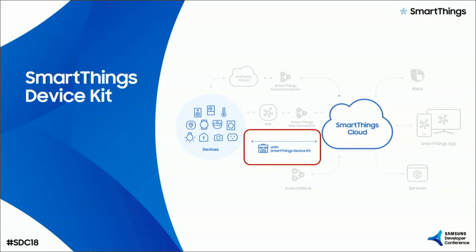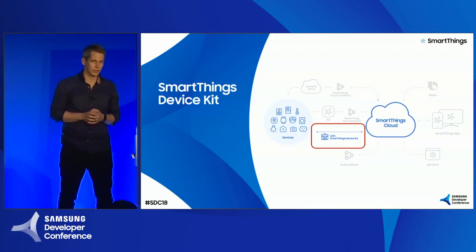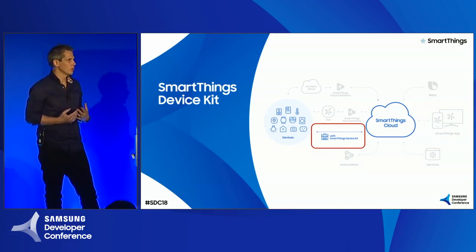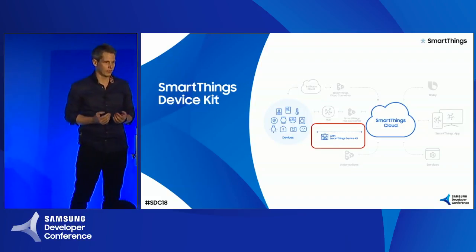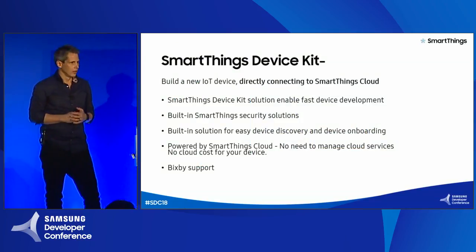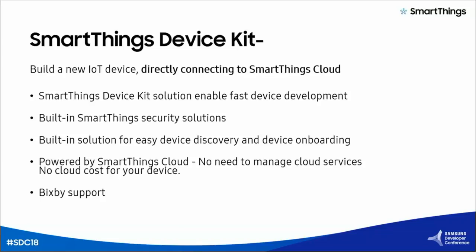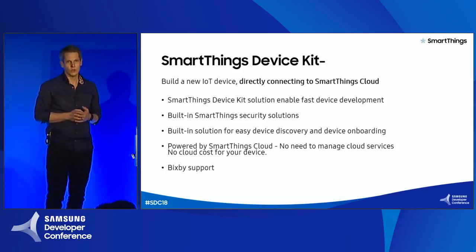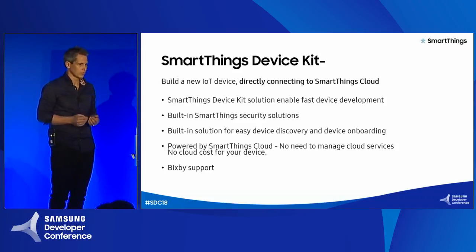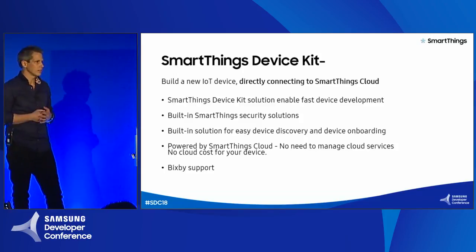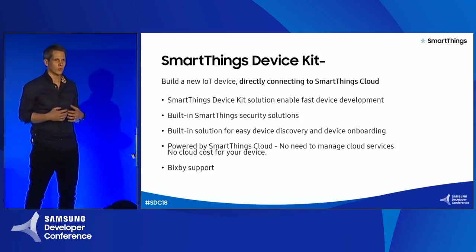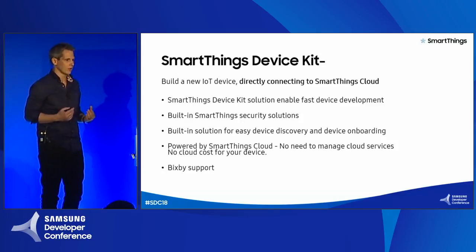For a third category here, as I mentioned a bit in the keynote today, we are launching what we call SmartThings Device Kit. This is for developers creating new IoT devices, a complete solution. We want you to focus on creating the best possible experience in your IoT device. It has everything you need to get started, with built-in solutions to help you build secure solutions. You get built-in functionality for easy device discovery and easy device onboarding. You don't really have to care about Wi-Fi onboarding or those pieces. It's all covered.